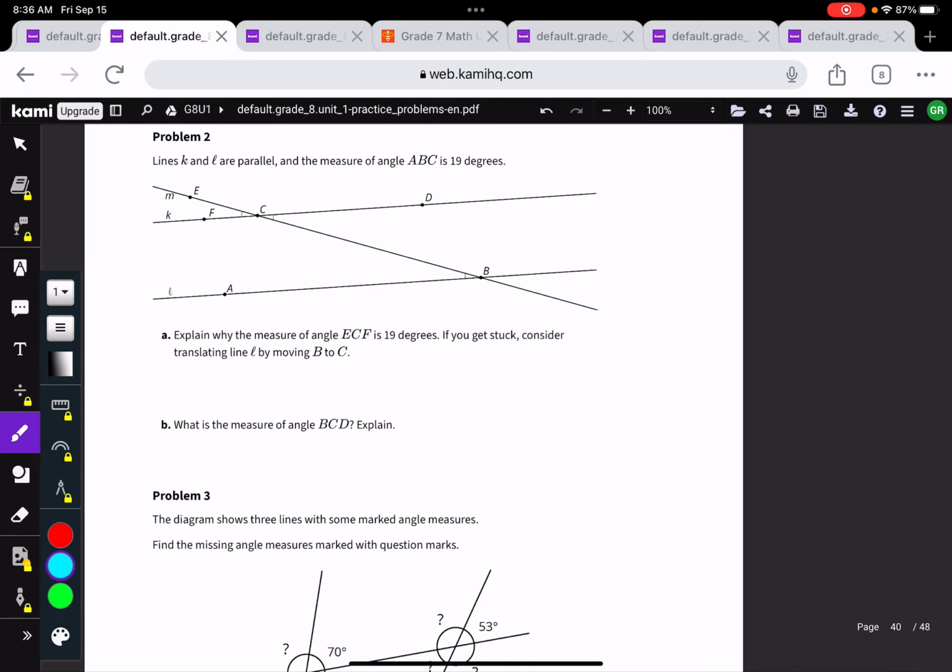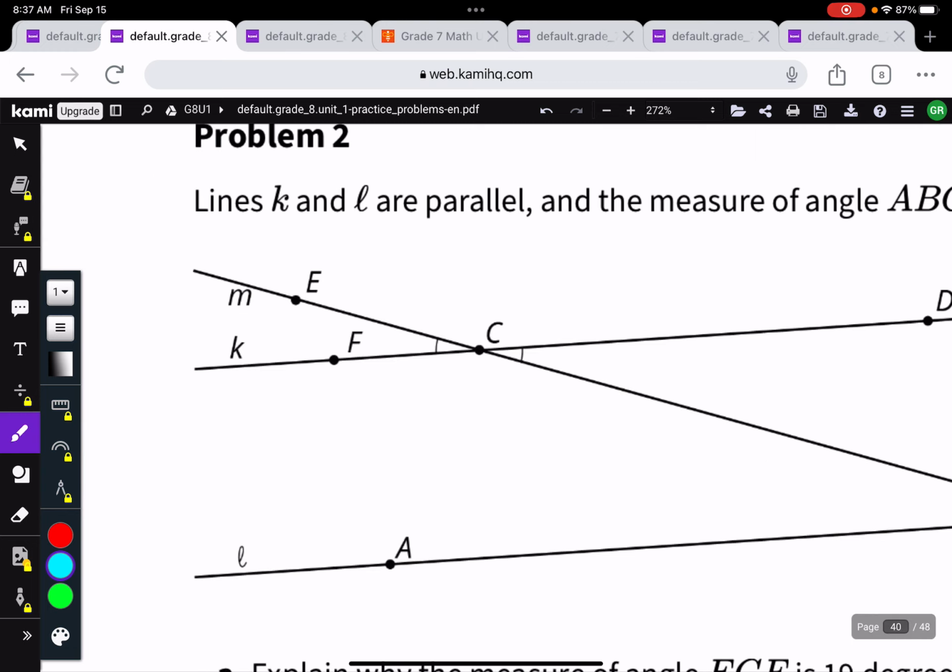Problem 2, lines K and L are parallel, and the measure of ABC is 19 degrees. Explain why ECF is also 19 degrees. If you get stuck, consider translating line L by moving B to C. So we kind of did an explanation a little bit in the previous problem. So write down why ECF, this angle right here, they said that's 19 degrees.